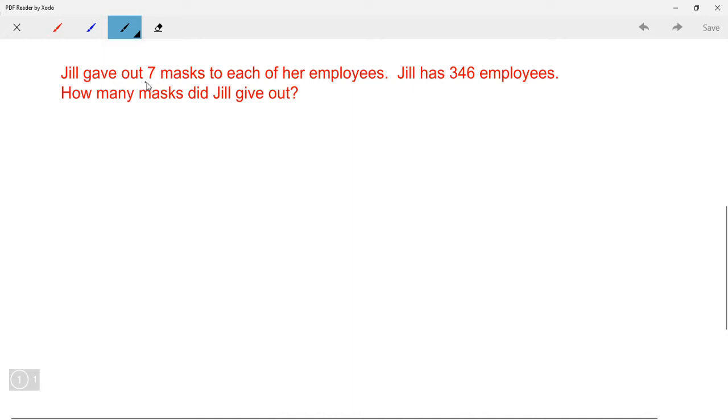So she gave out 7 masks to each of her employees. Okay? So every single one of her employees gets 7 masks. Jill has 346 employees. How many masks did Jill give out? So if you were to picture this, you could picture 346 people lined up, and then Jill putting a pile of 7 masks in front of each of them. Now we have to figure out how many masks in all did she give out.